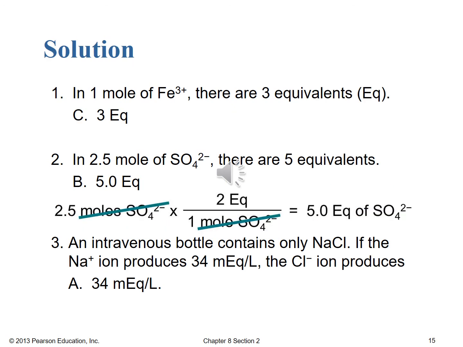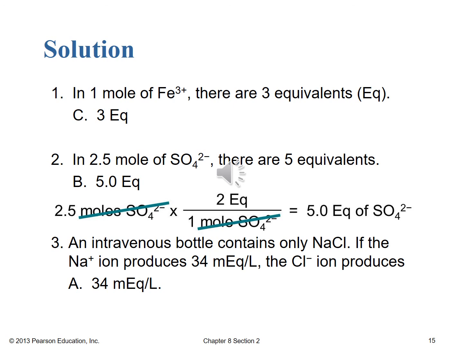All right, in the first example, we have the Fe3+ ion. So because it's 3+ charge, there would be 3 equivalents per mole, right? So choice C was correct. In the second example, 2.5 moles of the sulfate 2-, there would be 5 equivalents. 5.0, choice B, because 2.5 times the 2- charge gives us 5.